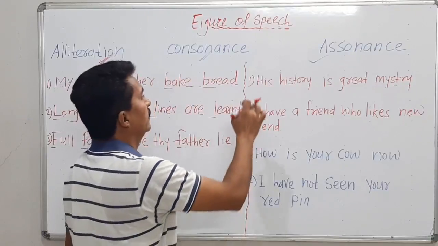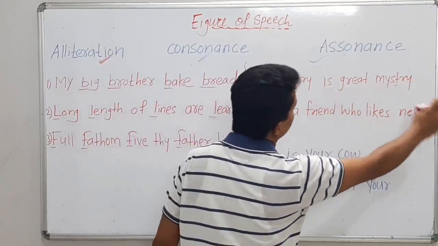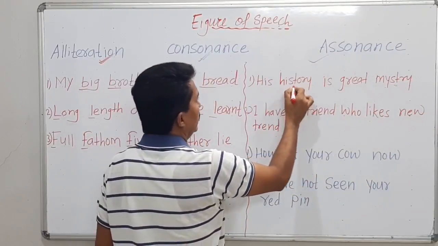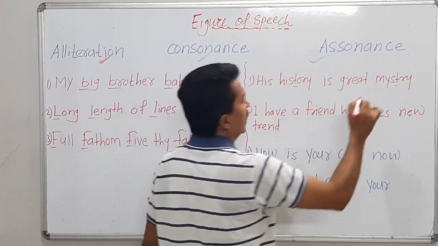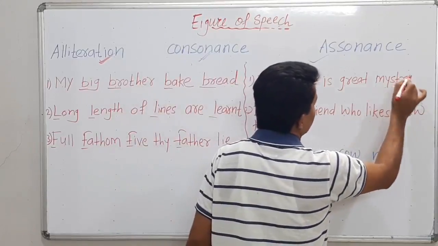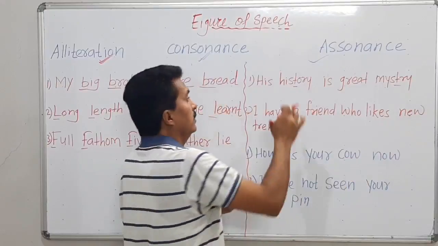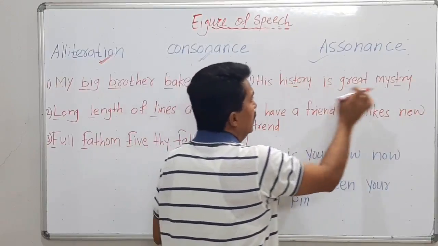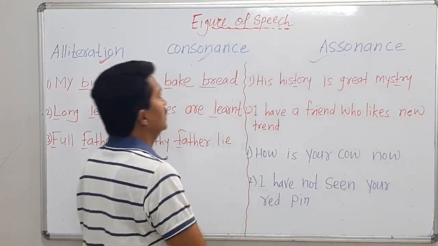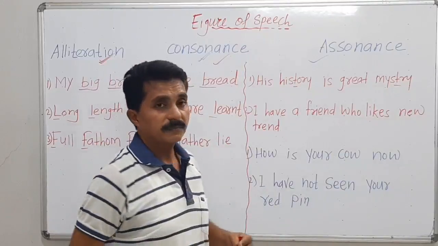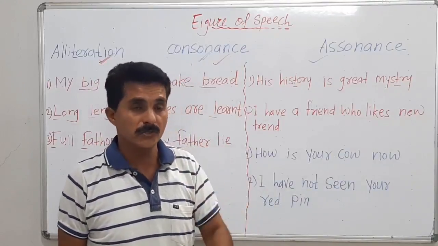For example, his history is great mystery. Here the t in history and the t, I should say sound, the sound in the middle t, the sound in the middle t is repeated. Therefore, the figure of speech is consonance.